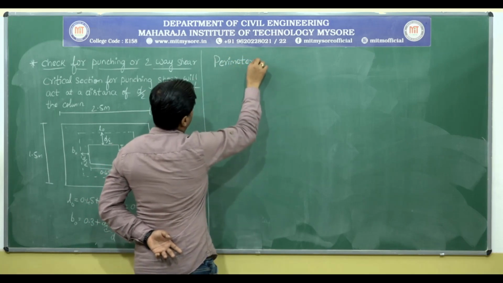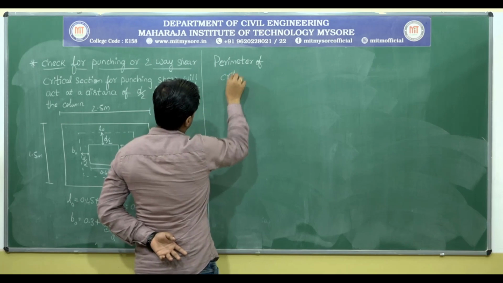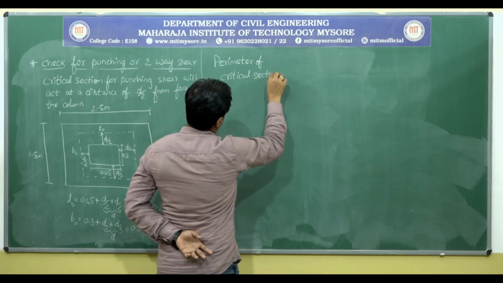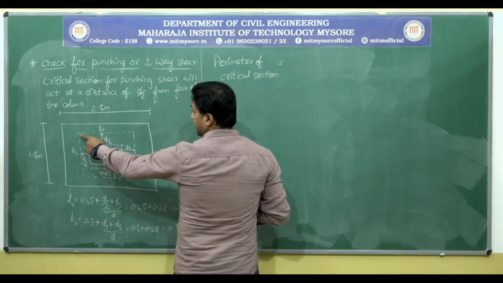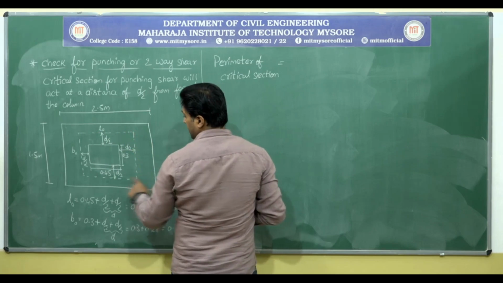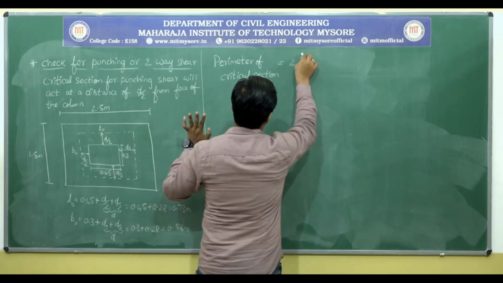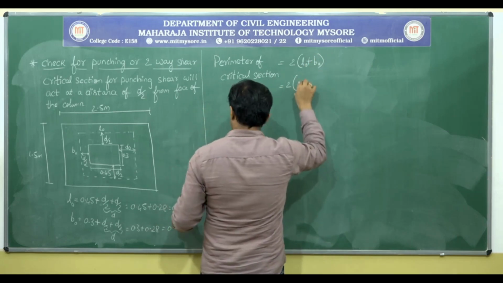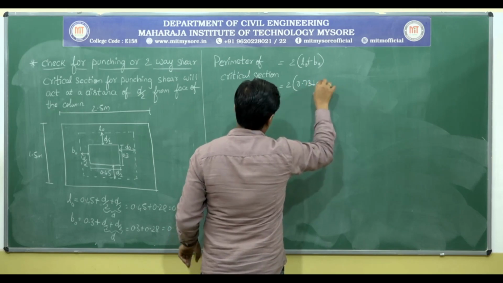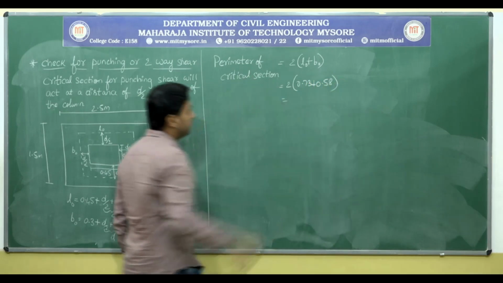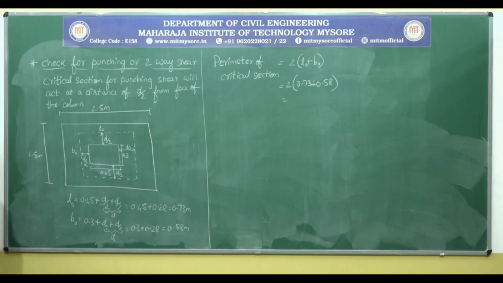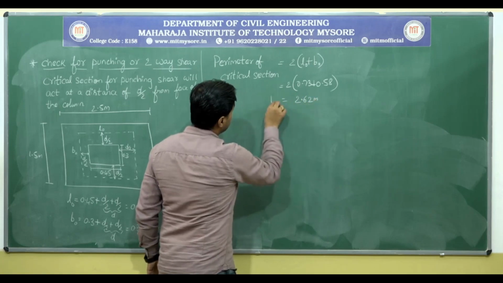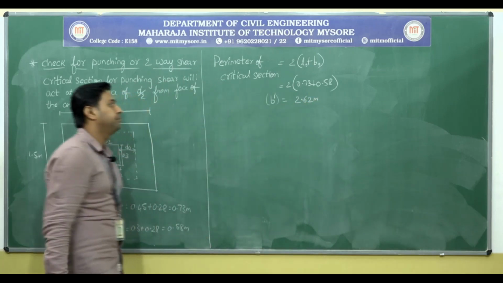So the perimeter of the critical section. Don't you think that perimeter means outer entire length? So L0 plus B0 plus L0 plus B0. Don't you think that it's 2 times L0 plus B0? So it's 2 times, L0 is 0.73, B0 is 0.58. The final value after solving this is 2.62 meter. I will be calling this B dash for time being, the perimeter.